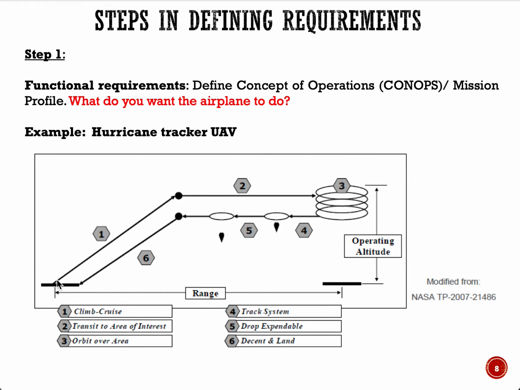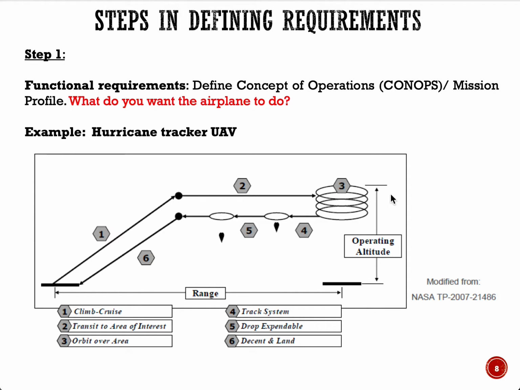So the Hurricane Tracker UAV takes off from a runway, right? That's again important. You want the aircraft to take off from a runway, or if you want to take off in midair, again, that's something that you have to set. And then it needs to climb to a certain altitude. Then it needs to cruise or transit to the area of interest where you have some weather phenomenon, right?